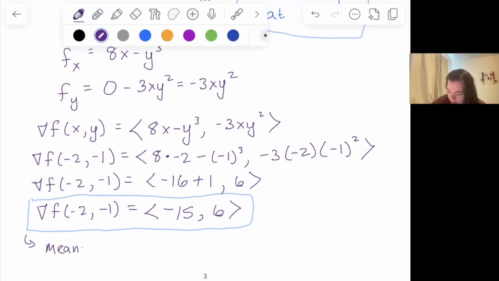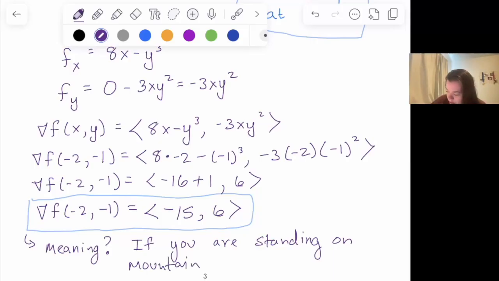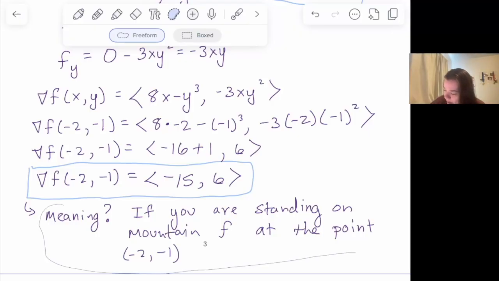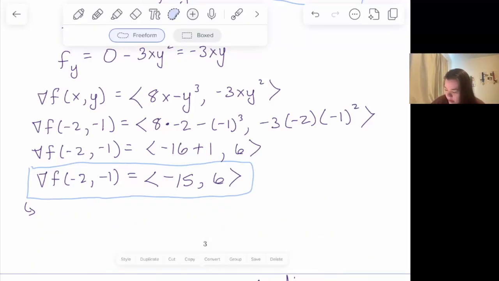So what is the meaning of what we found? And I'm going to put it in context. I'm going to pretend F is a mountain just to give us some context here. So if you are standing on mountain F, so if you are standing on this function, this mountain F, at the point -2, -1, and I'm actually going to move this off to the next page just so we're not writing over that page number there. So let's continue our meaning.